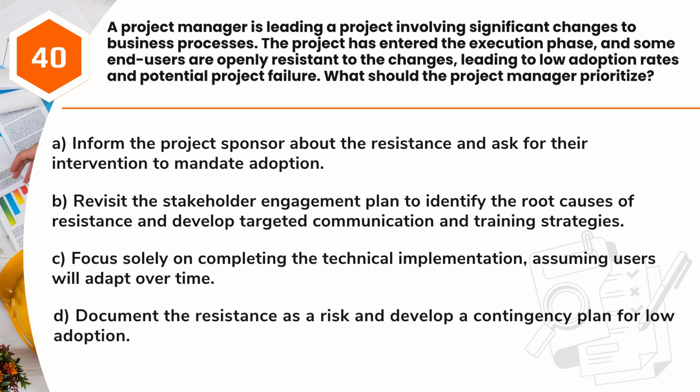A. Inform the project sponsor about the resistance and ask for their intervention to mandate adoption. B. Revisit the stakeholder engagement plan to identify the root causes of resistance and develop targeted communication and training strategies. C. Focus solely on completing the technical implementation, assuming users will adapt over time. D. Document the resistance as a risk and develop a contingency plan for low adoption.